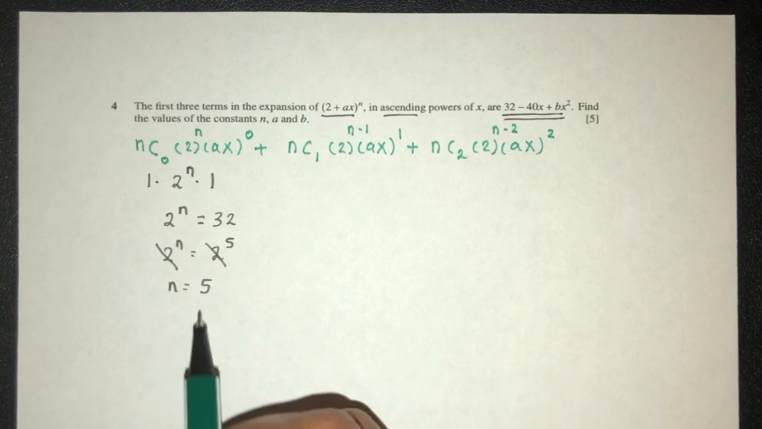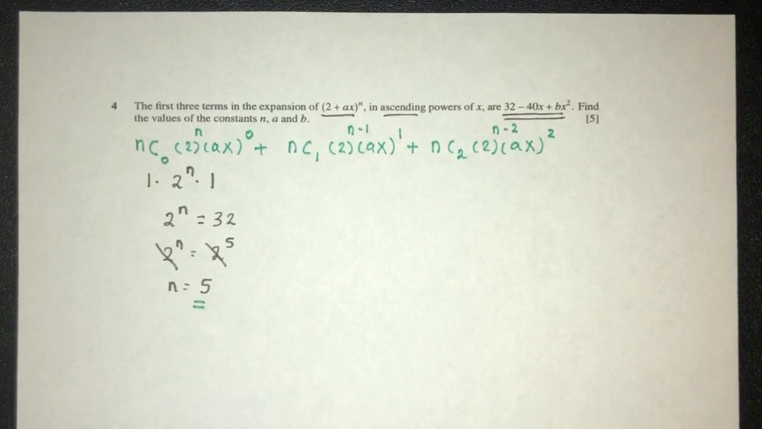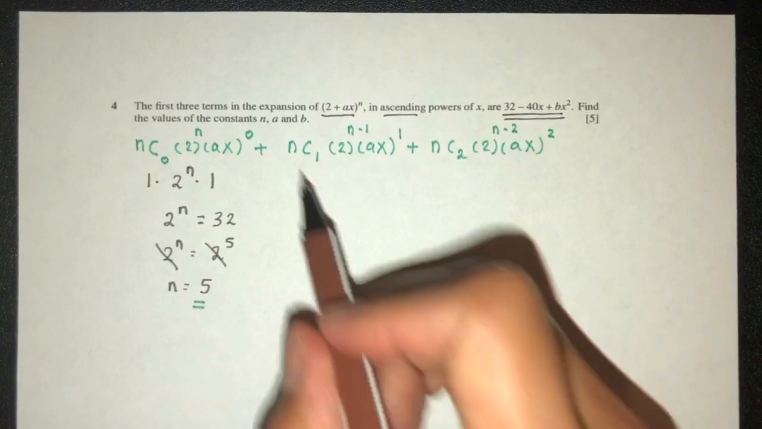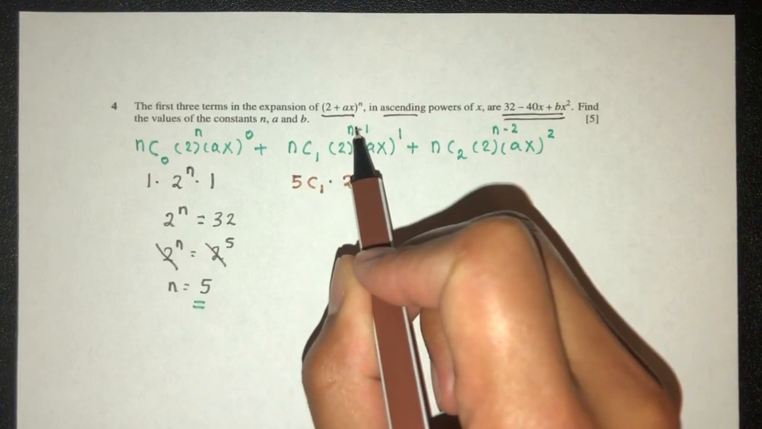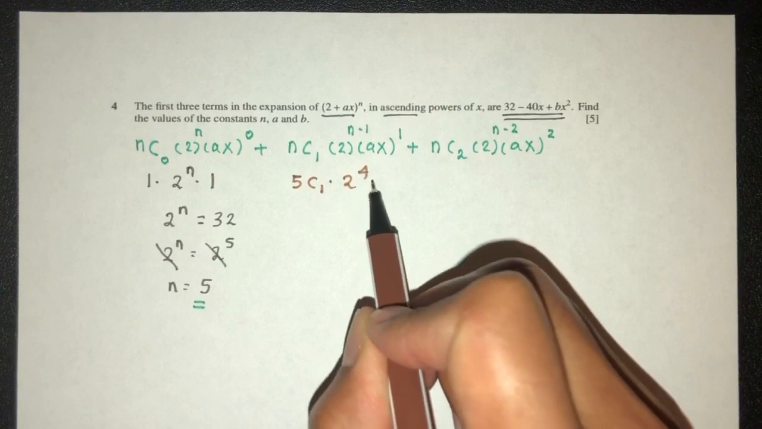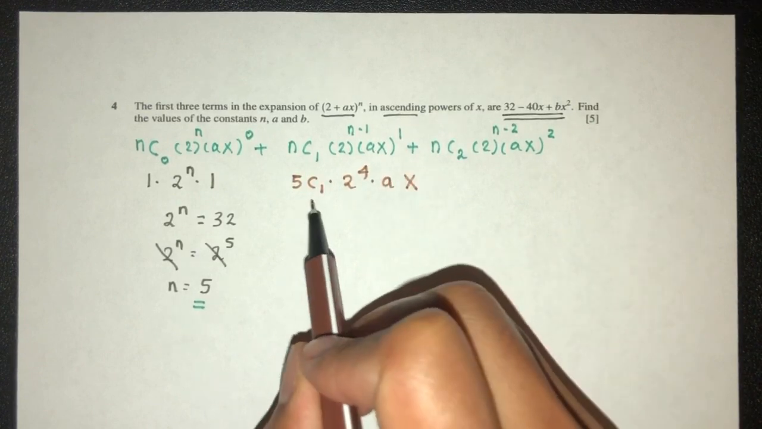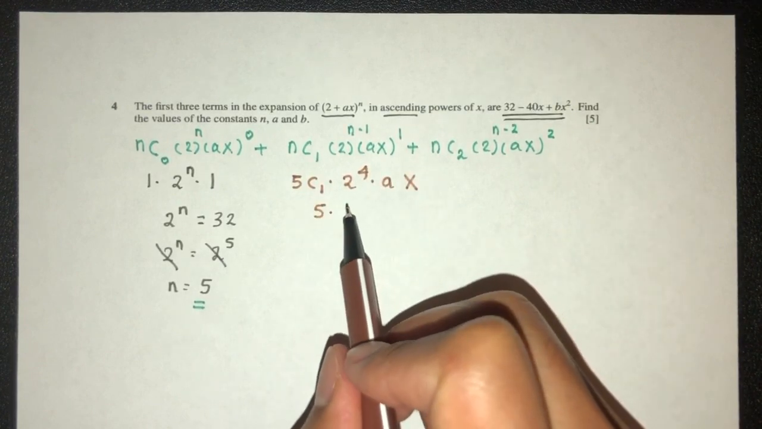That's the first good thing we found in this expansion. We can use that to find the following values. Now we know n is 5. 5 choose 1 times 2. Here we have 5 minus 1 is 4. Then that will be ax. That will be 5 times the value of 32.